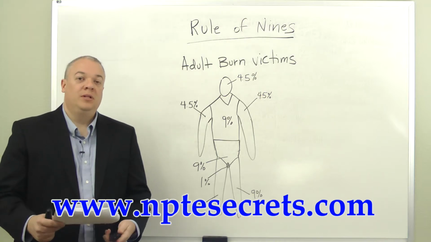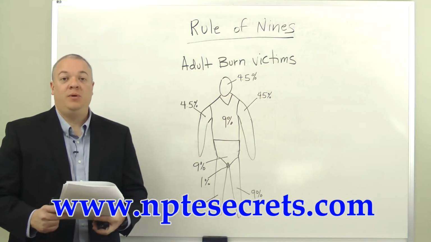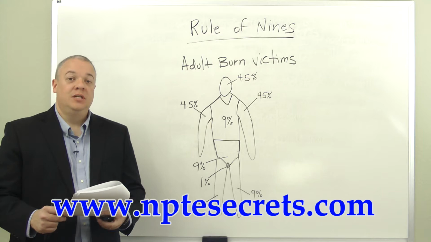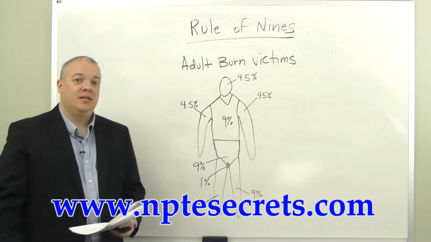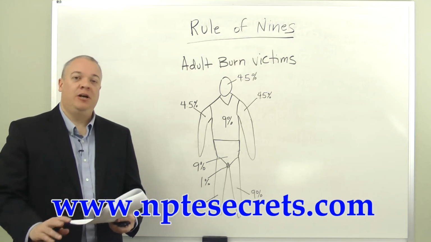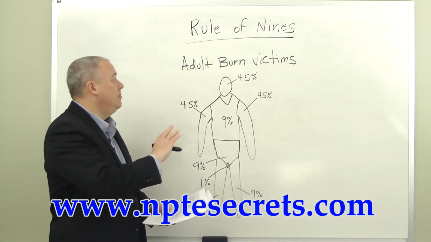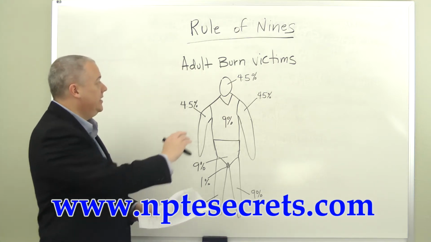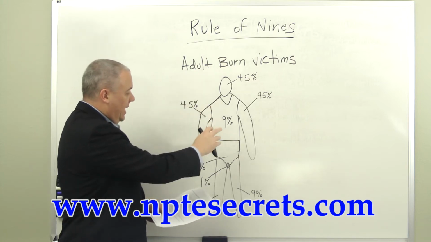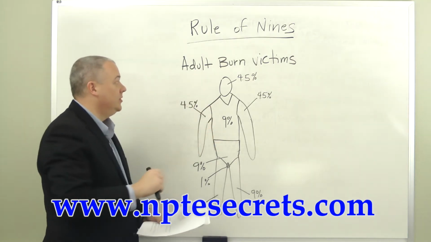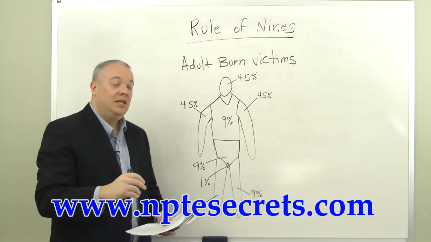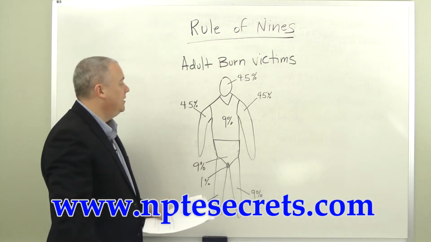In order to properly estimate the amount of body space covered by burns, the rule of nines has come to be very helpful, and I want to try to explain that today and give a couple of examples. The adult human body can be divided into certain areas: the head, the chest, the abdomen, the legs, and the arms, and then the front and the back.